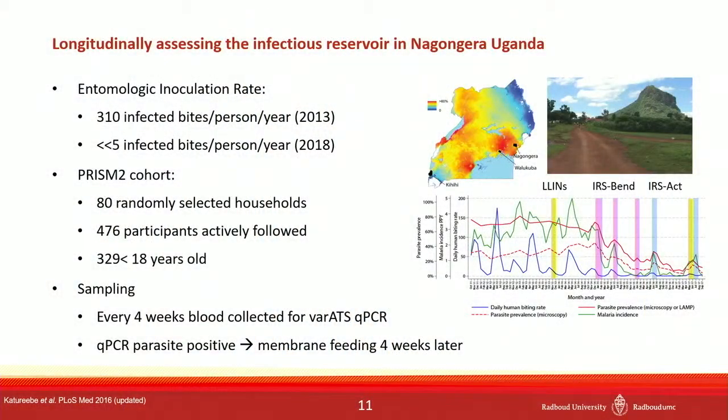What happens to the infectious reservoir? Within the PRISM cohort with Grant Dorsey, Bryan Greenhouse, and John Rek, and many great people in Uganda, we are following 476 participants, mostly children but also adults. Every 4 weeks, samples are immediately processed by qPCR with a sensitivity around 0.1 parasite per microliter. And as soon as someone is positive, we select them for membrane feeding.